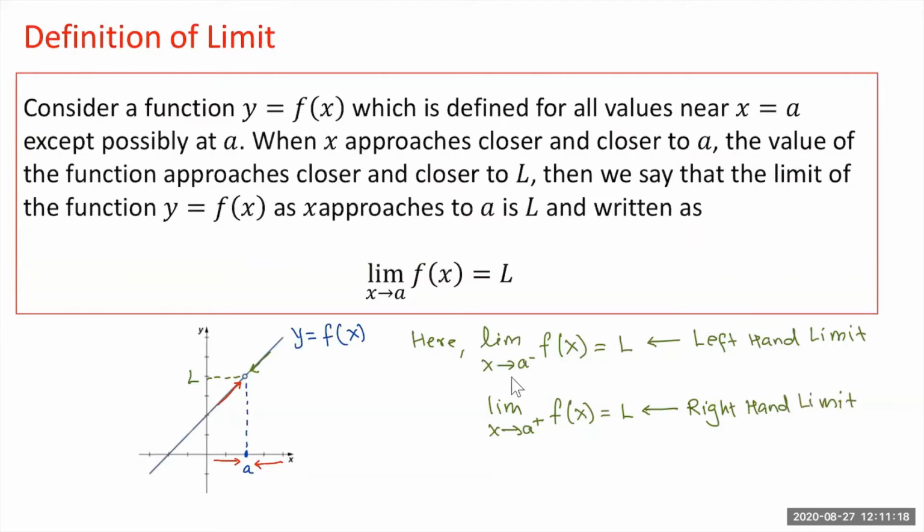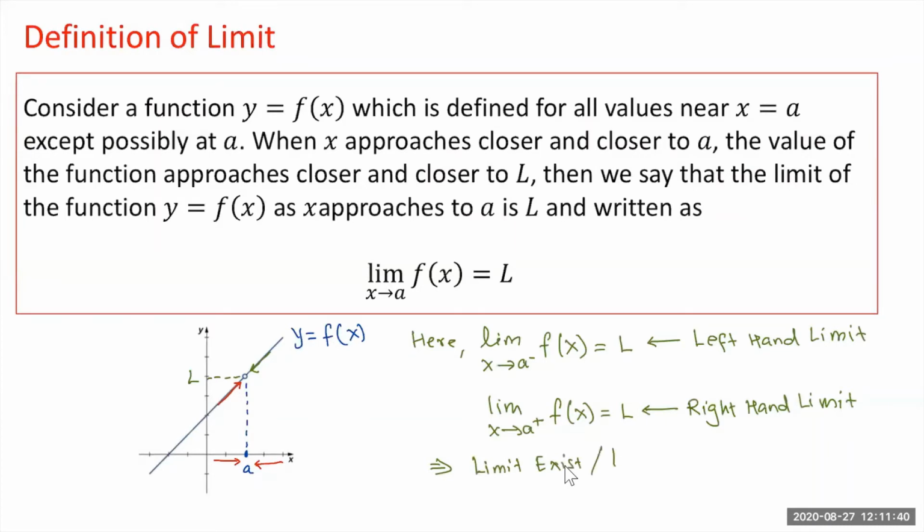And if the left-hand limit and the right-hand limit are equal, if the value from the left and the value from the right approach the same value here, then we say that the limit exists. So this implies the limit exists.